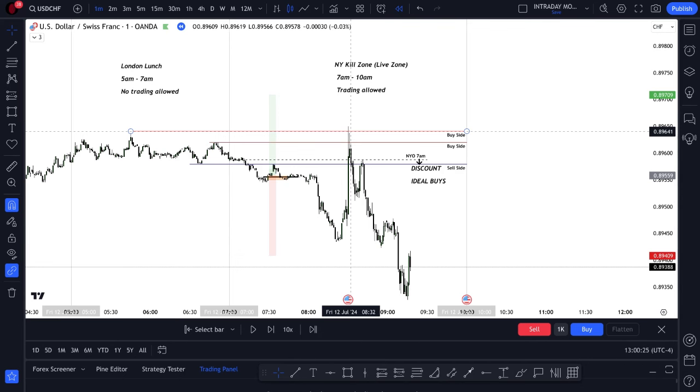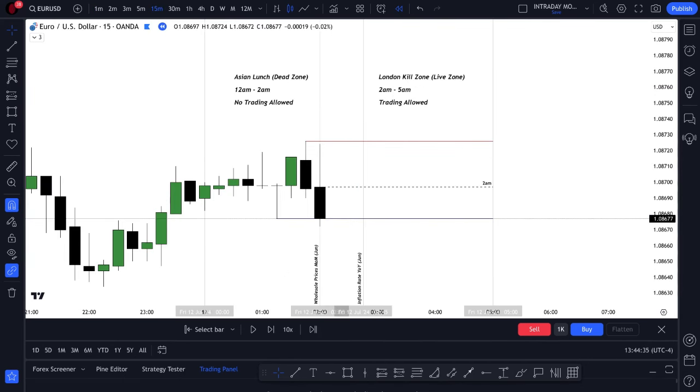Let's take a look at some London examples. We're looking at euro versus US dollar just prior to London kill zone.